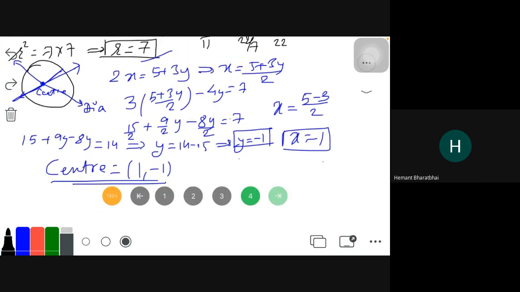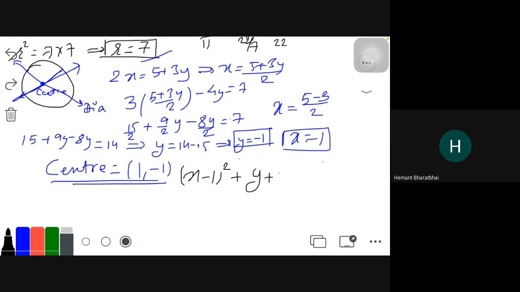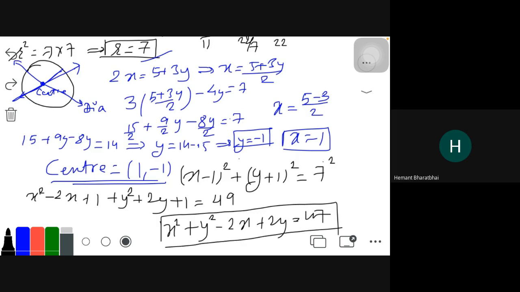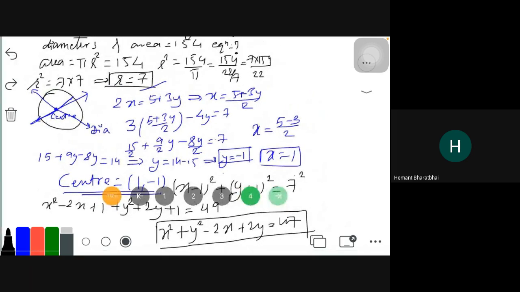So equation of the circle is, x minus h, so x minus 1 the whole square, plus y minus k, so minus y minus will become plus y plus 1 the whole square is equal to r square, so r square, that is 7 square. So after solving you will get x square minus 2x plus 1 plus y square plus 2y plus 1 is equal to 49. So I'll get x square plus y square minus 2x plus 2y, 49 minus 2, that is 47, is equal to 47. So this is the required equation of the circle.